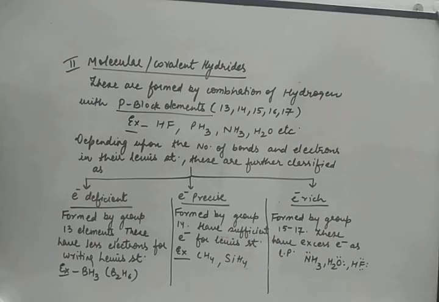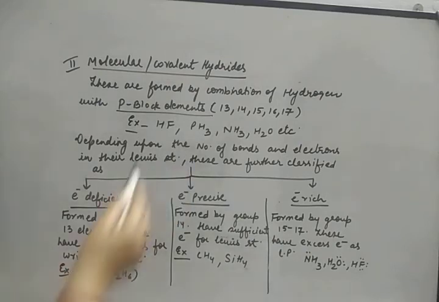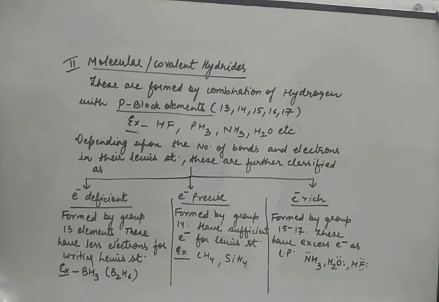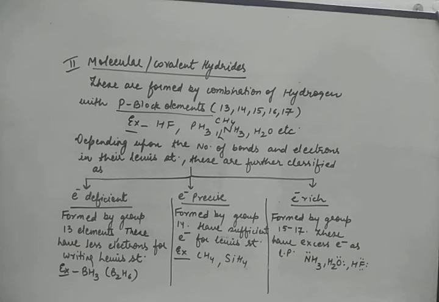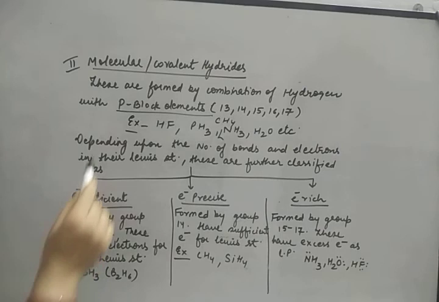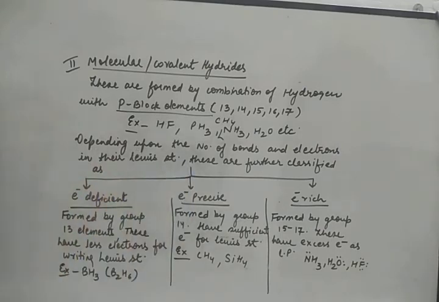Now we have well-known examples here. We know about these examples: HF, PH3, NH3, H2O, methane, CH4. So these are the examples of such type of hydrides. Now these molecular hydrides are further classified depending upon the number of bonds and electrons in their Lewis structures. So if we make the Lewis structures of these hydrides, depending upon the number of electrons, these are further classified into three types. The first type is electron deficient, the second is electron precise, and the third is electron rich.